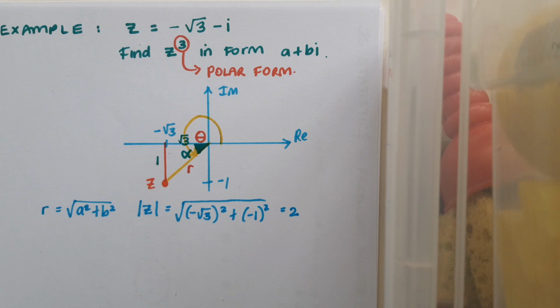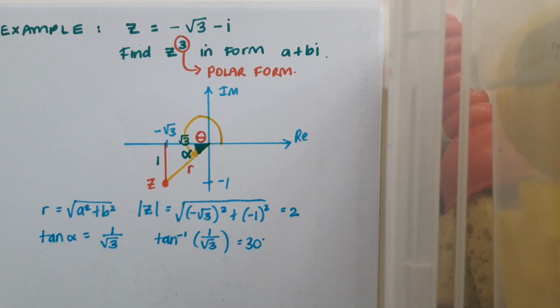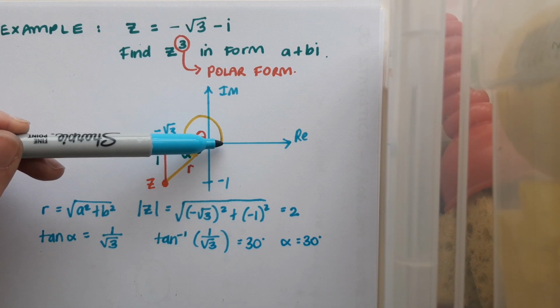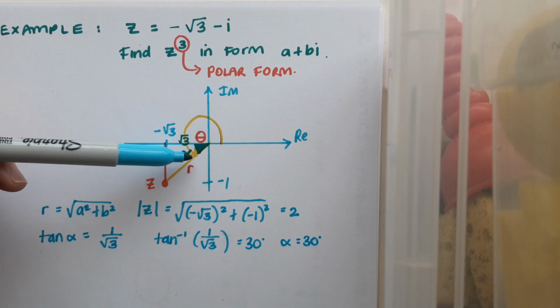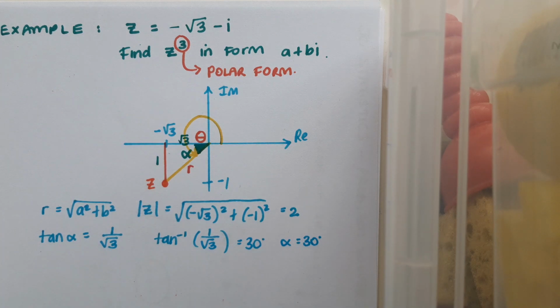And then next job is the argument, the angle. So tan of alpha is 1 over root 3. And the tan inverse of that comes out as 30. So that means that my alpha angle is 30. Don't mix up this angle with the argument, because obviously I've had to come much further than 30 degrees to get the whole way from the positive real axis around as far as that modulus. So I have alpha, but I still have to get theta.